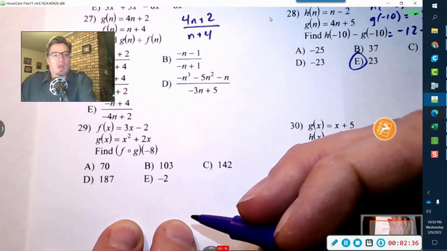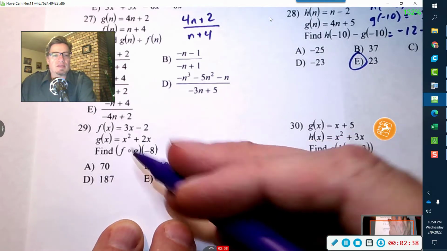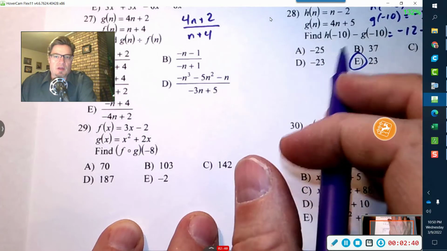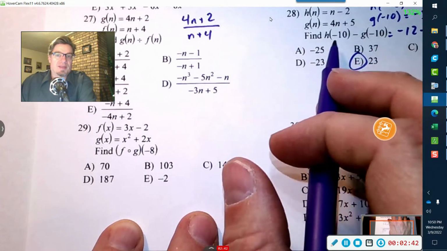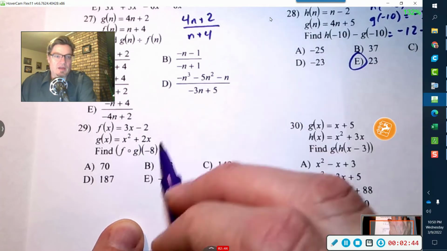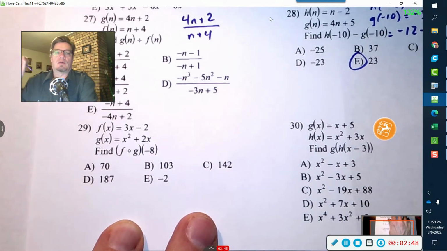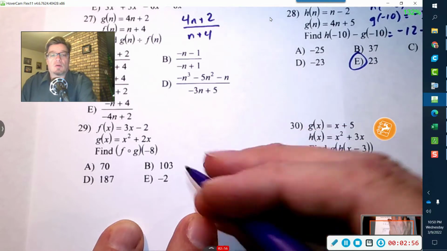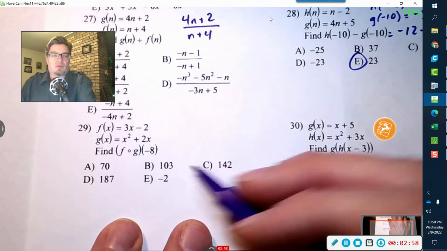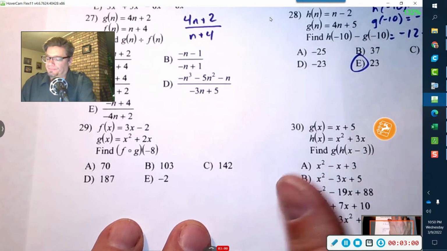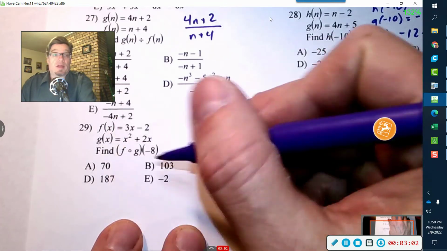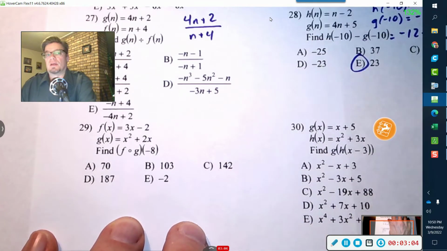Almost done. Negative 8 is not going to go into both of them like over here. Negative 10 was going into both of them because it explicitly said so. Here is different. Negative 8 is where you start, and then it goes into the g, and then the output goes into the f. You probably are not going to get negative 8 when it comes out of g, so you have to figure out what that output is. This is called iteration: you take the output, and it becomes the new input.